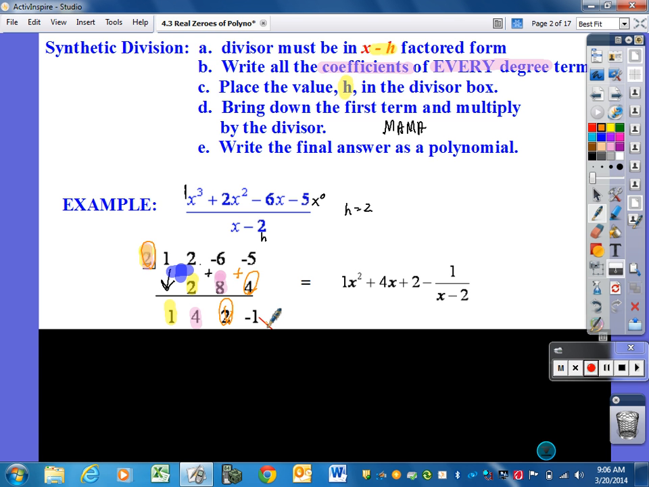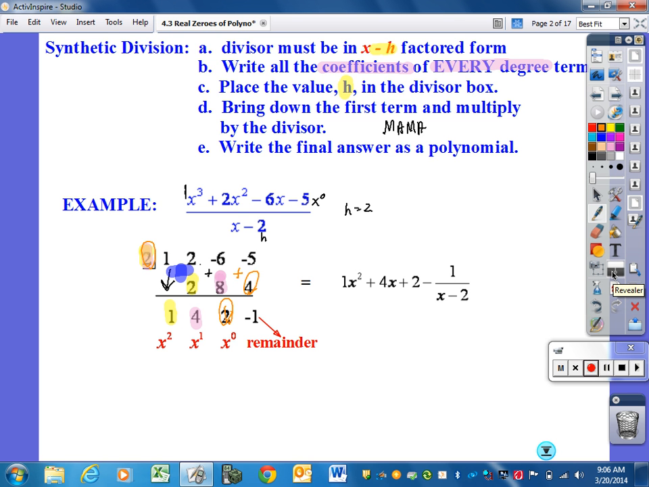And this is how it breaks down for your polynomials. The last thing was my remainder. Then I count backwards. This would be x to the 0 power, x to the 1 power, x squared. So my polynomial is 1x squared plus 4x plus 2 minus 1 over my divisor of x minus 2.